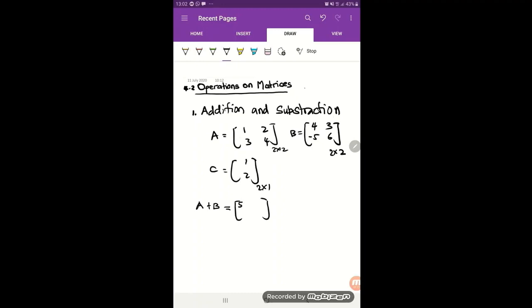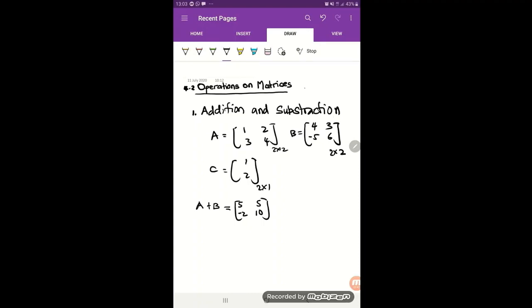The element of matrix A, A12, and the element of matrix B, A12, that means 2 plus 3, the answer is 5. The element of matrix A, A21, plus the element of matrix B, A21, that means 3 plus negative 5, the answer is negative 2. The element of matrix A, A22, and the element of matrix B, A22, that means 4 plus 6, the answer is 10.